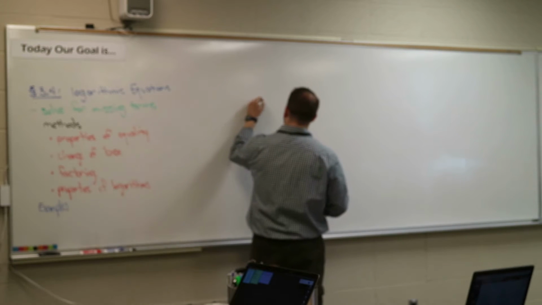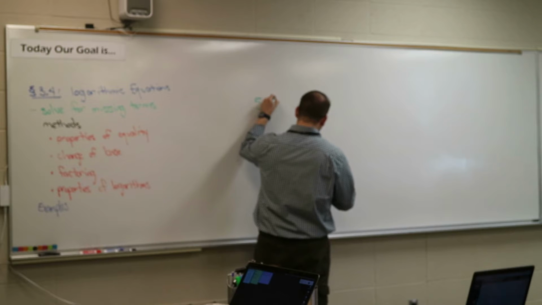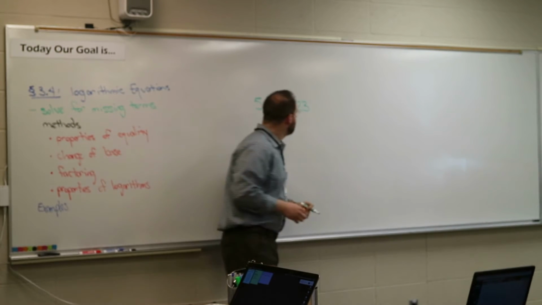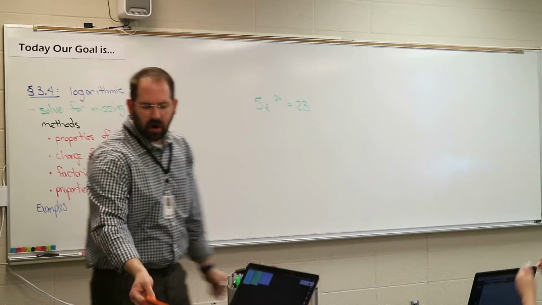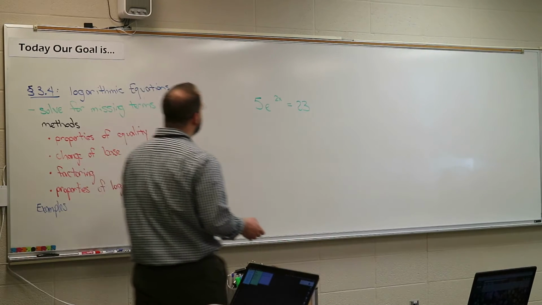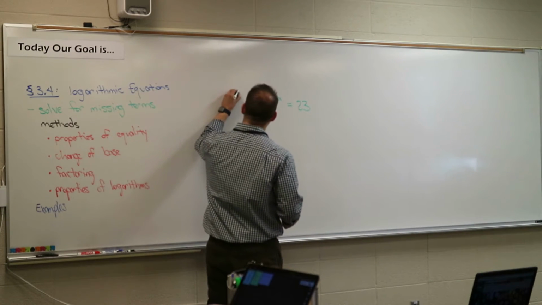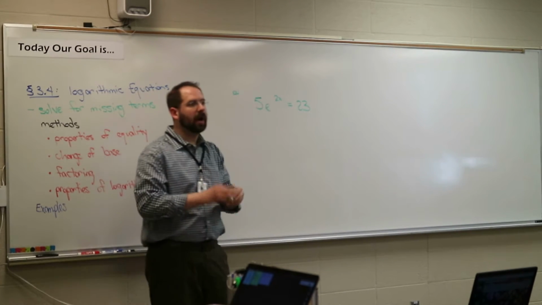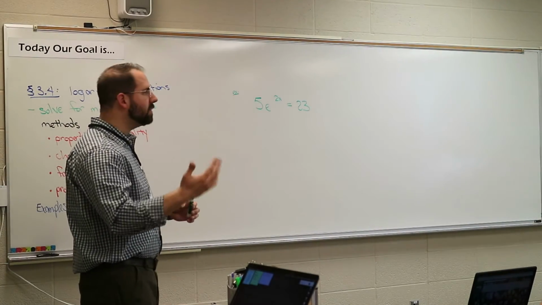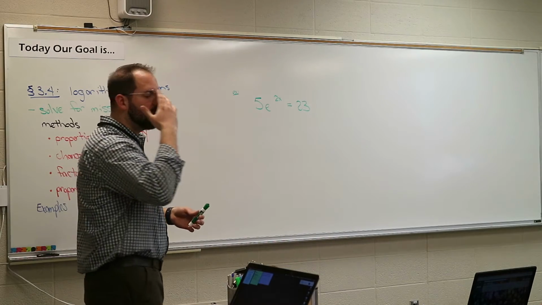So this is the first one I'd like to talk about. 5e^(2x) = 23. All right, this is my first problem. The goal here on this problem is to solve for x. There's two ways to do this problem. I'm going to try to hopefully show you both methods today, and hopefully it'll make sense once we get there.